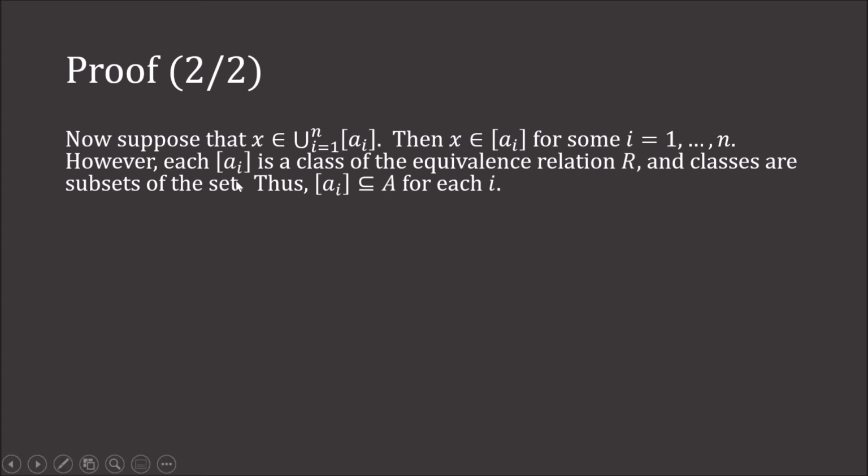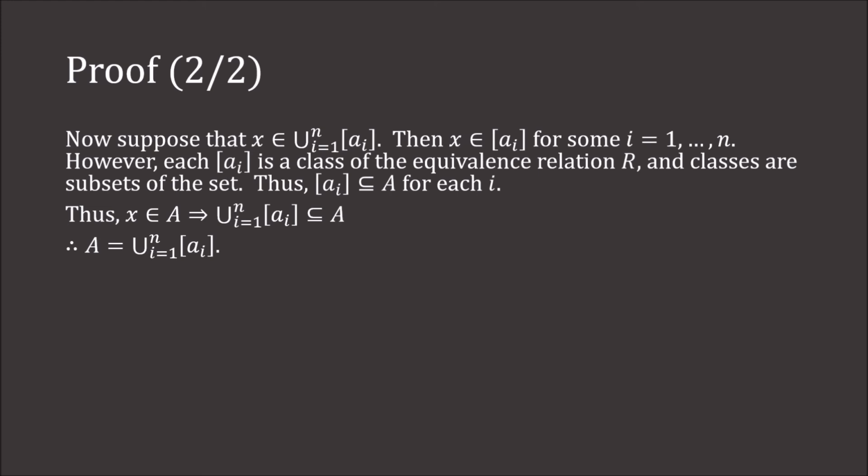However, each of these classes is a class of the equivalence relation R. And we know that R is a subset of A cross A. So that would mean that the classes are subsets of A. Hence, the class of A sub i is a subset of A for each i. Thus, X is in A, which would mean that the union of these classes is a subset of A, and hence A must be equal to the union of the classes. So that completes the proof of that.